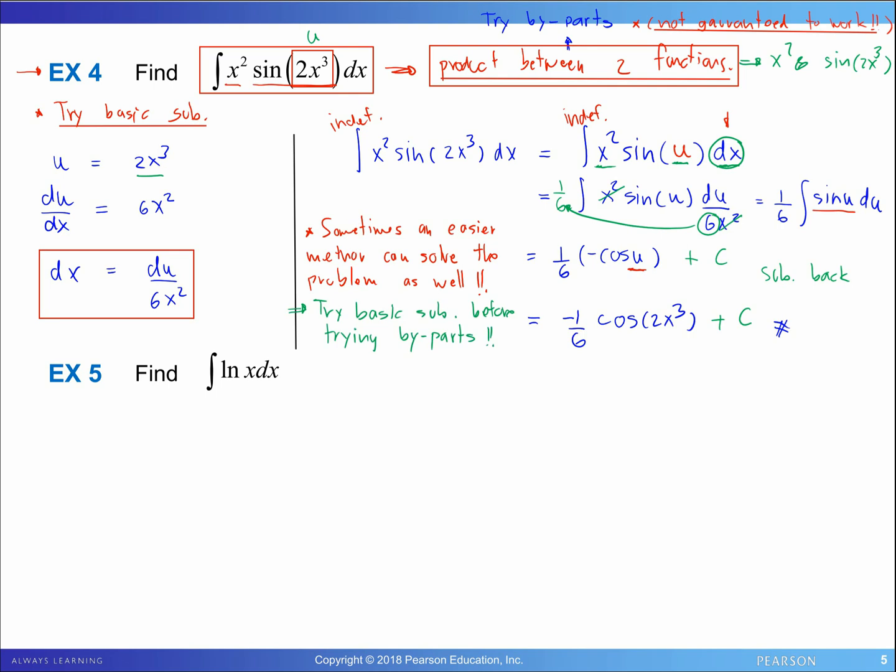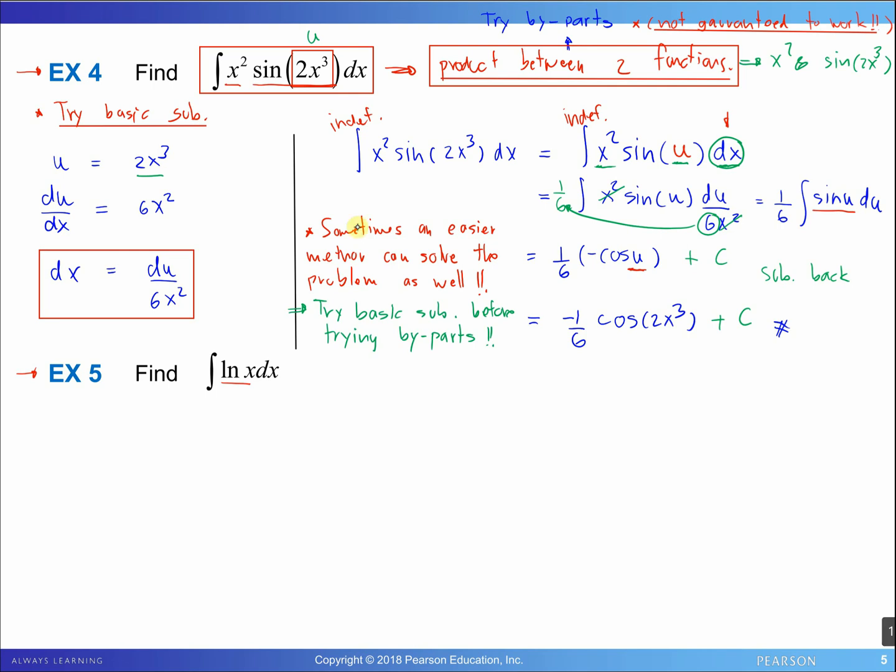And now we move on to example number 5, last one. We need to integrate ln x with respect to x, and we want to use integration by parts on this one. At this point, you may wonder, we don't have a product between two different functions here. How can we use by parts?